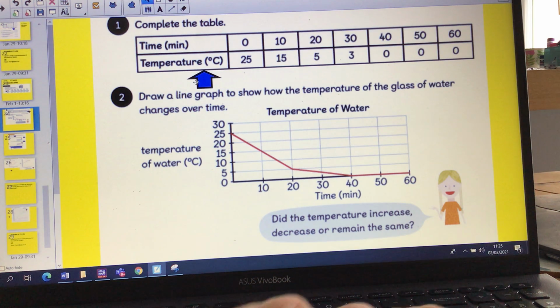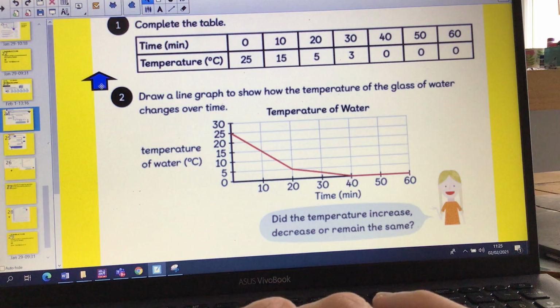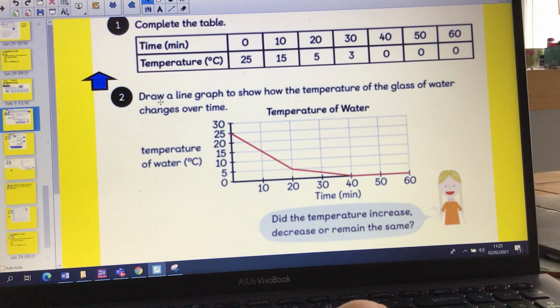Okay. Now, the first thing that you've been asked to do, or we're going to do together, is to draw a line graph to show how the temperature of the glass of water changes over time. And if you remember last time, I talked to you about line graphs being really good to show something changing over time. So this line graph has been drawn.